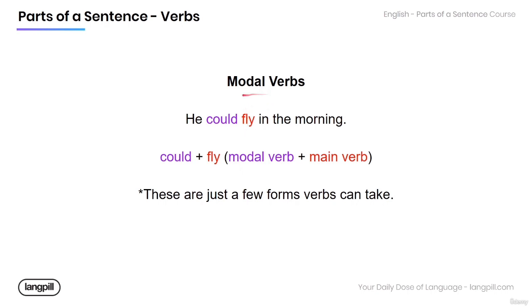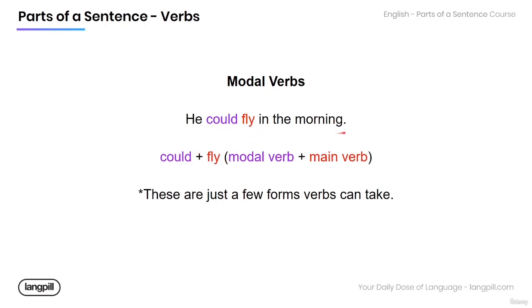Modal verbs. Here we have modal verbs. These give information about possibility. He could fly in the morning. So here could is our modal verb, and fly is a main verb. It's an action verb. So again, we're joining two types of verbs together. He could fly in the morning.